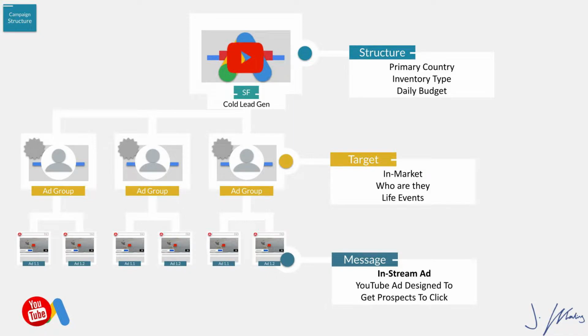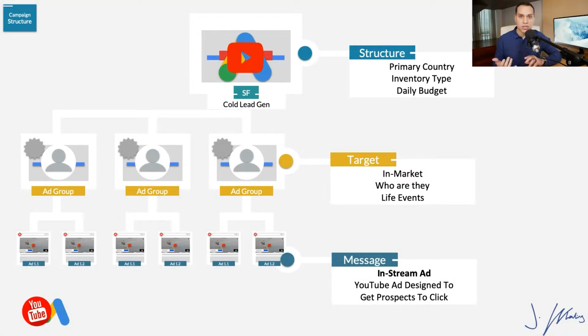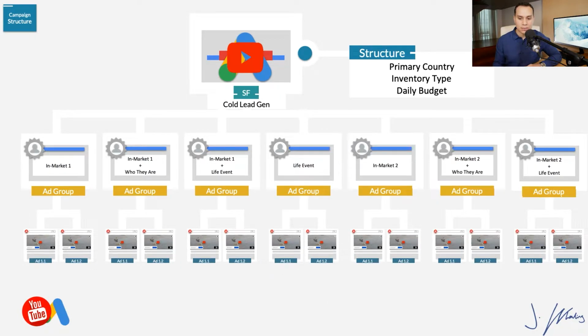For time purposes, we're just going to create one ad and one ad group, and then you'll be able to duplicate that process as much as you need to for your other ad groups. At the campaign level, we're going to choose the country, the inventory type, and our daily budget. Think of the ad group level as different groups of people that you can target, so it's very important that we have one targeting type per ad group. Then of course we have our ads at the bottom, and I'll get more into that in a little bit.